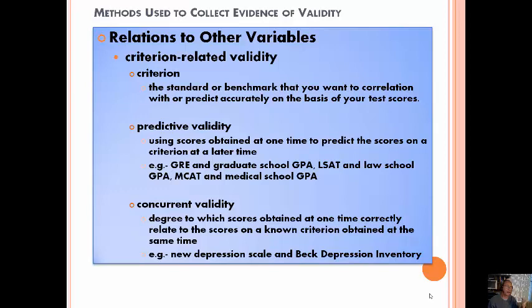Criterion-related validity, predictive validity, concurrent validity: the degree to which scores obtained at one time correctly relate to the scores on a known criterion obtained at the same time. I already talked about, let's say you created a new depression scale and you wanted to see that indeed your depression scale was valid. It would have to be concurrent with, let's say, the Beck Depression Inventory in order to establish its validity.